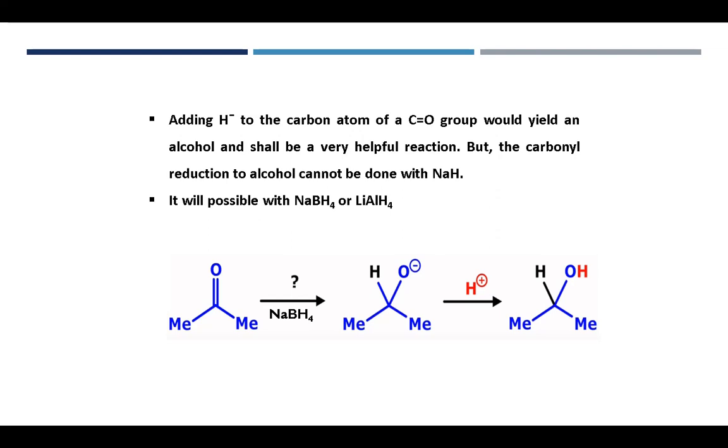So, adding H- to the carbon atom of a carbonyl group would yield an alcohol, and would be a very helpful reaction. But the carbonyl reduction to alcohol cannot be done with sodium hydride. So, what can be used to achieve this? The simplest answer is NaBH4, or lithium aluminium hydride.